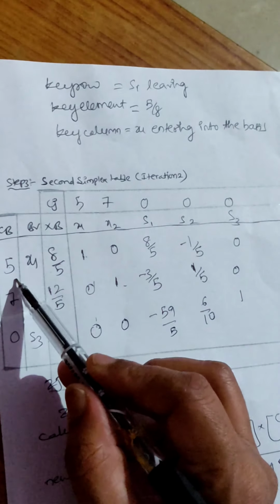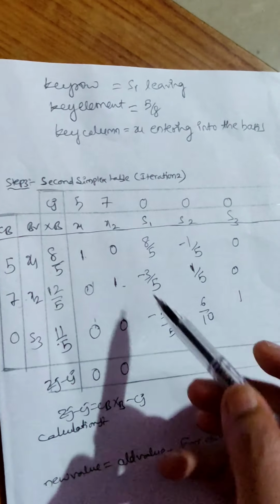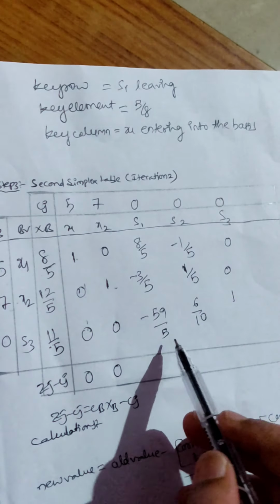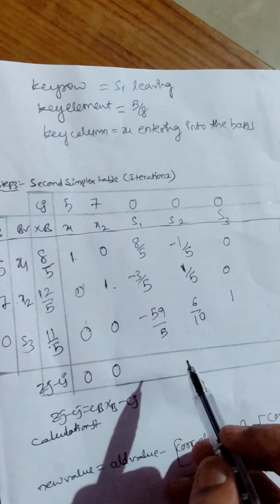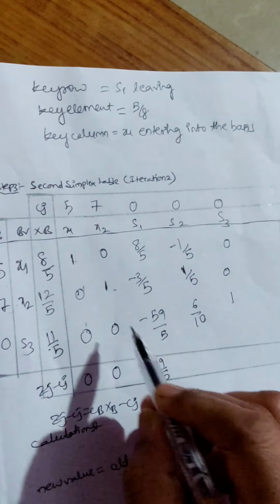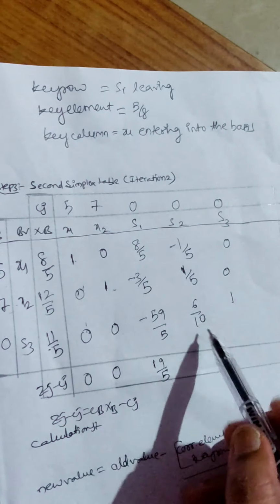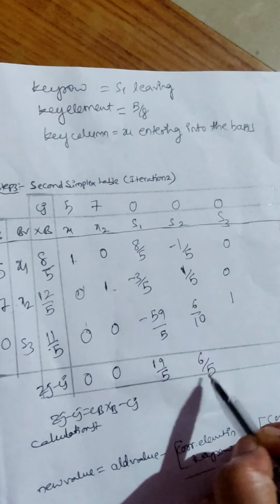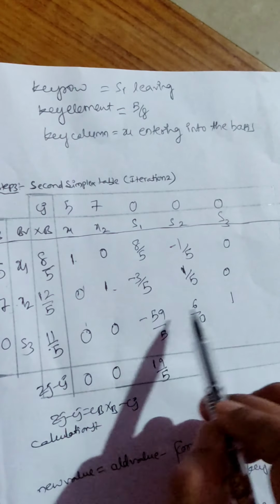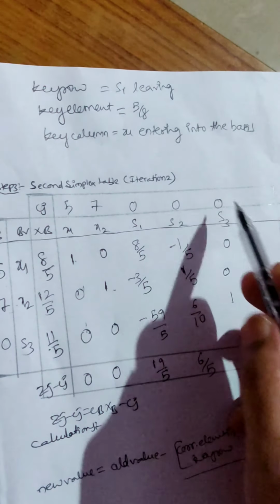Next 5 into 8 by 5 plus 7 into minus 3 by 5 plus 0 into minus 59 by 5. This is 19 by 5. 5 into minus 1 by 5 plus 7 into 1 by 5 plus 0 into 6 by 10 minus 0. The value is 6 by 5. And 5 into 0 plus 7 into 0 plus 0 into 1 minus 0 is 0.